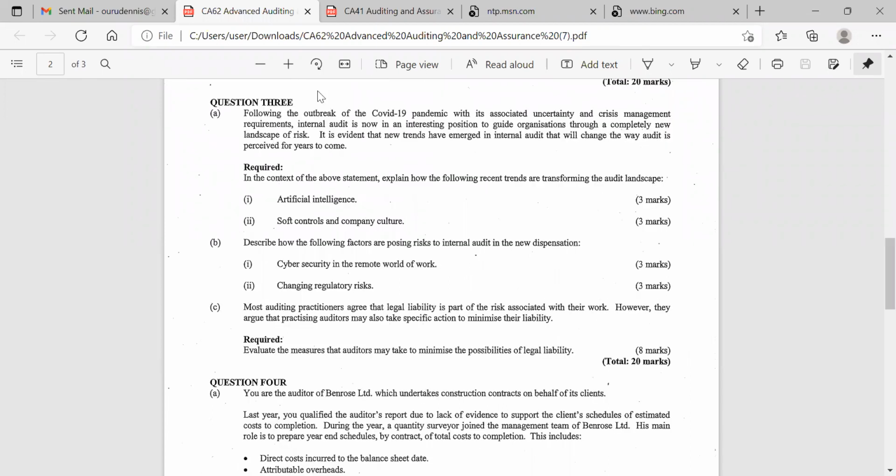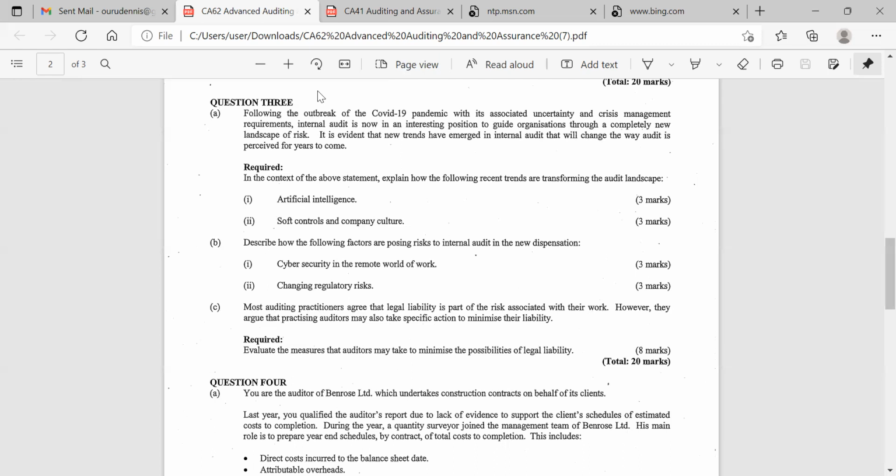following the outbreak of the COVID-19 pandemic, with its associated uncertainty and crisis management requirements, internal audit is now in an interesting position to guide organizations through a completely new landscape of risks. It is evident that new trends have emerged in internal audit that will change the way audit is perceived for years to come. In the context of the above statement, explain how the following recent trends are transforming the audit landscape.